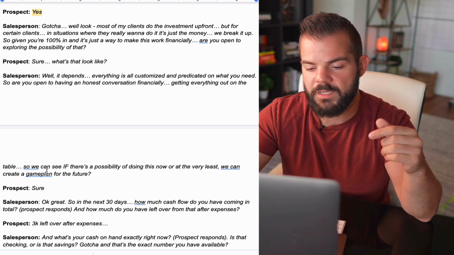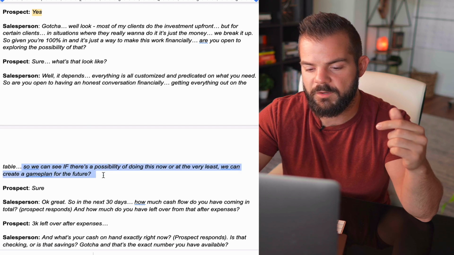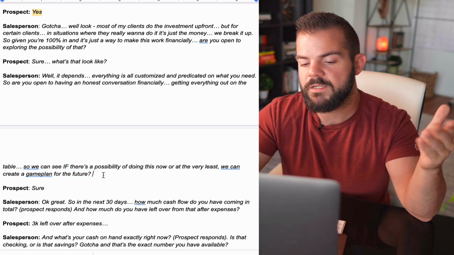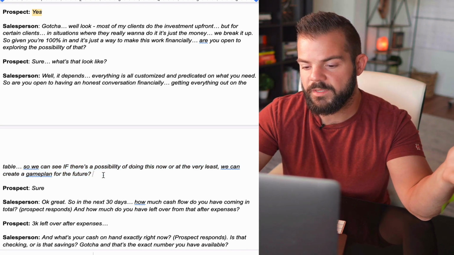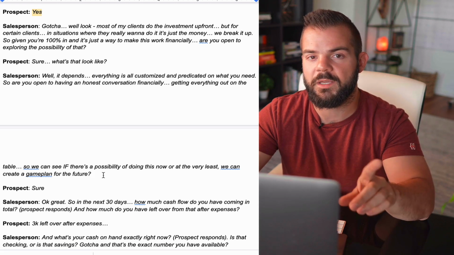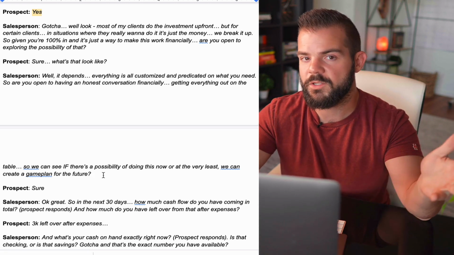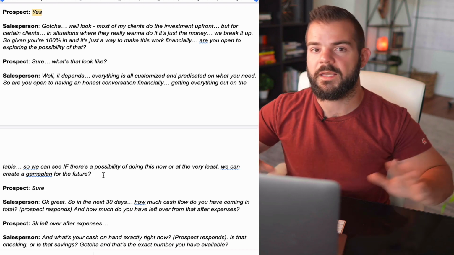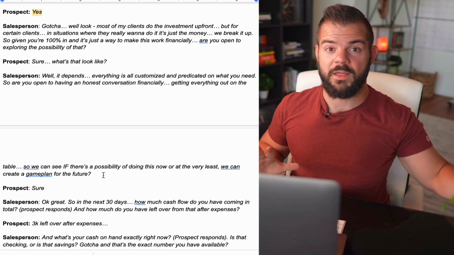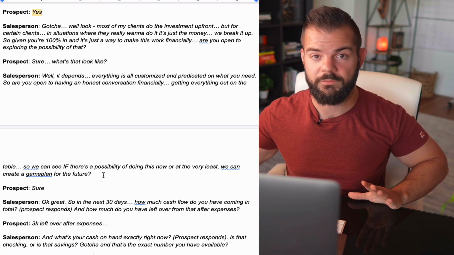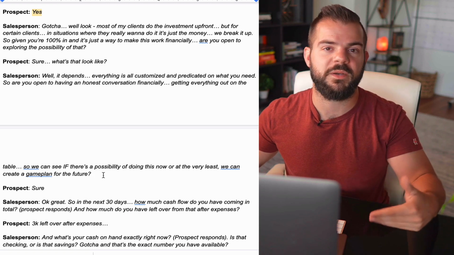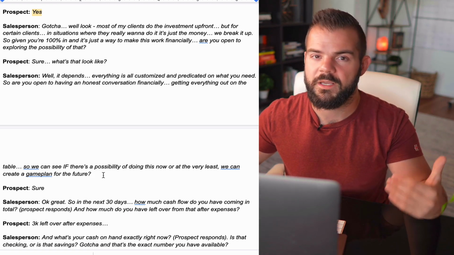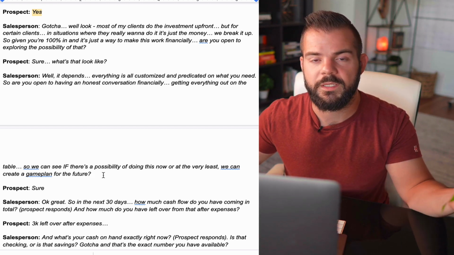The other thing I'm doing here, this is very, very subtle. If you can see on my screen, I'm highlighting it. I say, so we can see if there's a possibility of doing this now, or at the very least, we can create a game plan to work towards in the future. This is something I do in sales all the time. It's very like, I'm good if we do this now, that's great. If we don't do this now, that's great too. I just want to know what the best route is for you. Okay, that's the very preeminent moral authority type of frame.